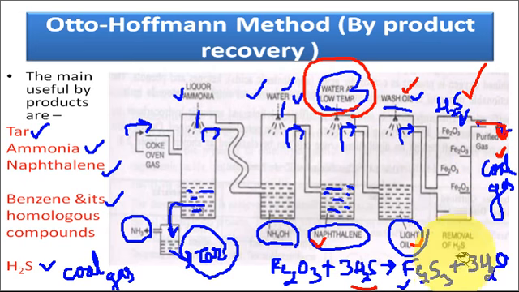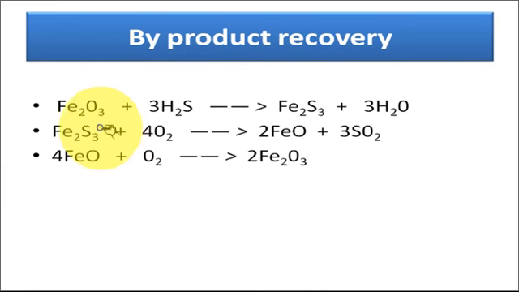After some time, since the complete iron oxide is converted into iron sulfide, regeneration of this iron oxide is necessary. So for this regeneration of iron oxide, we open this catalytic chamber and air is supplied. When air is supplied to this chamber, this iron oxide sulfide reacts with the oxygen and is again converted into iron oxide. So it is regenerated and can be used further in the recovery process. So this is the complete recovery of the byproducts in the Otto Hoffmann's method.